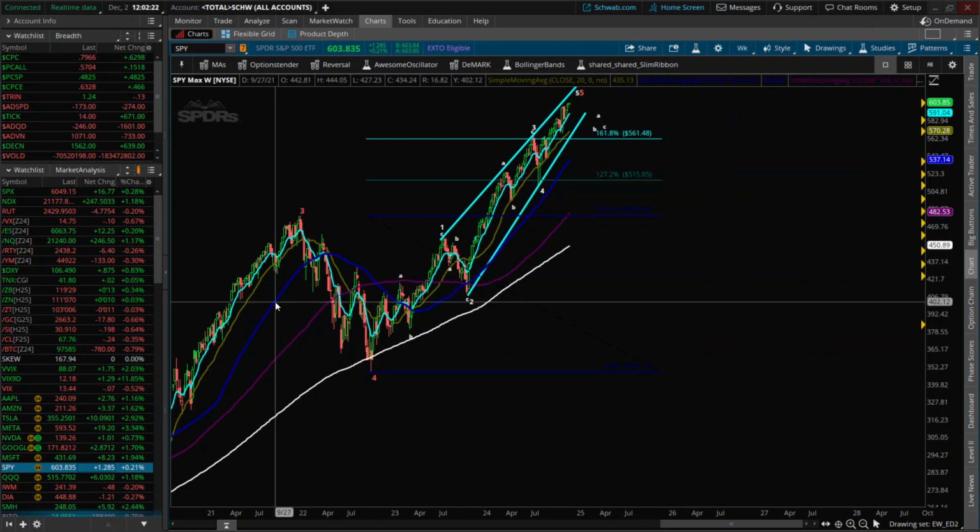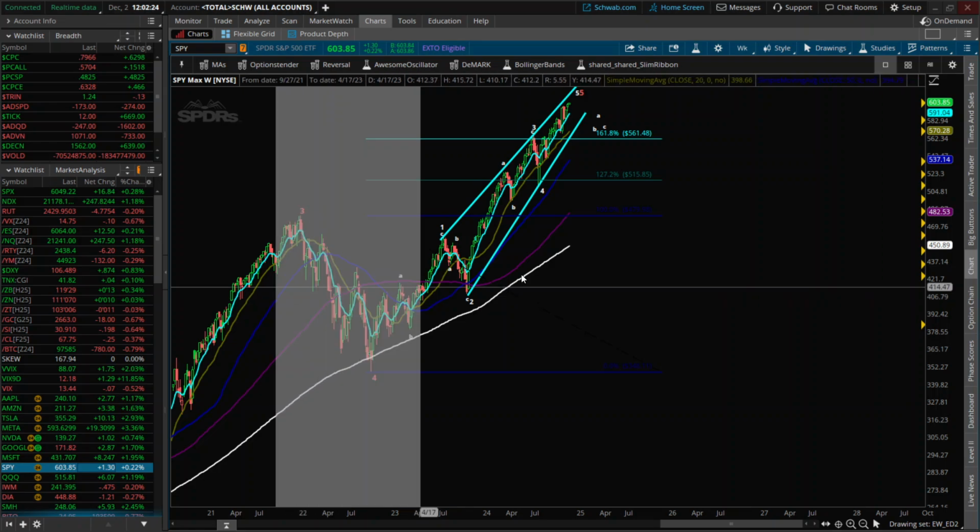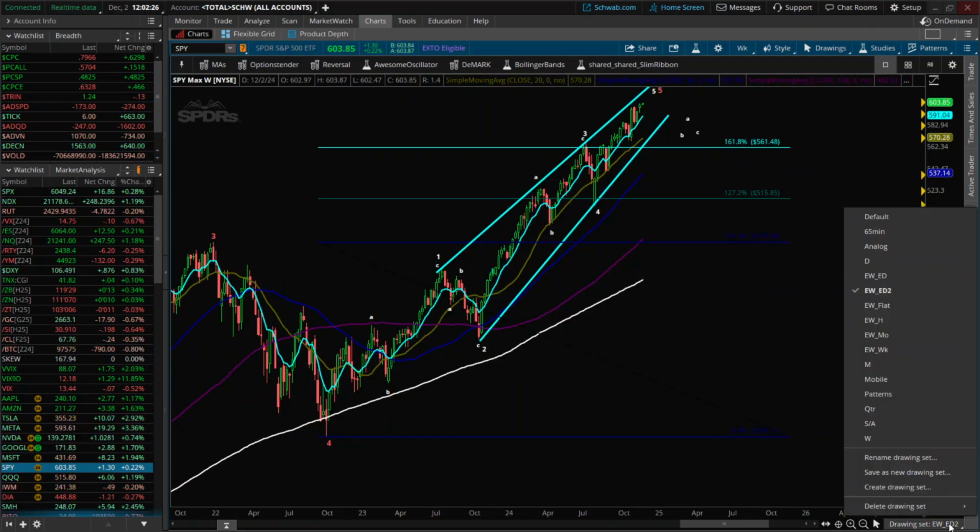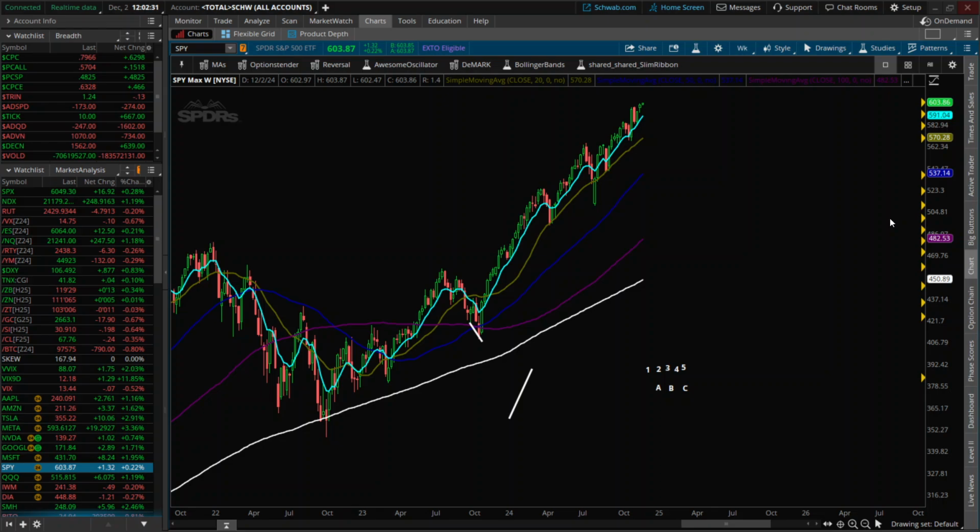And so right now, let me go here. And so what we're looking for with just the basic Elliott wave is a structure. And in this one, it's an ending diagonal. So we'll get to that.